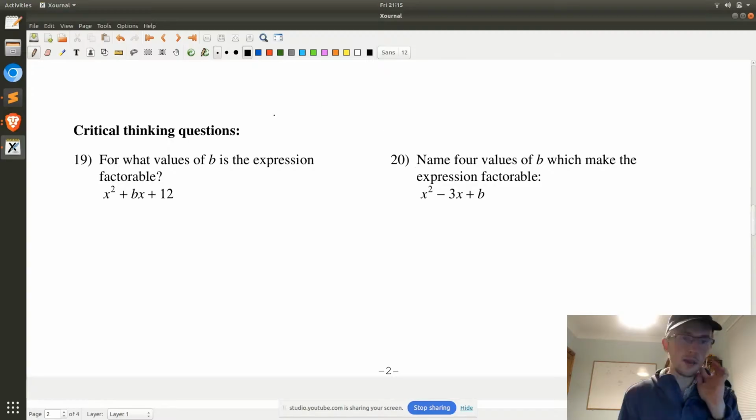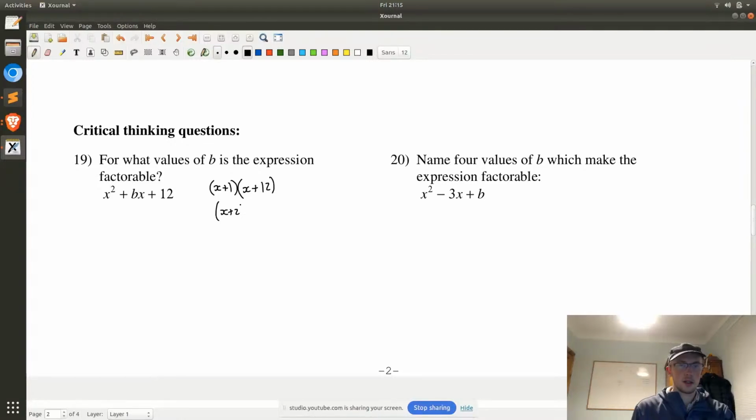For what values of b is the expression x squared add bx add 12 factorable? Okay, so we could just run the possibilities. So x add 1 times x add 12, x add 2 times x add 6, and x add 3 times x add 4. This gives 13, 8, and 7.